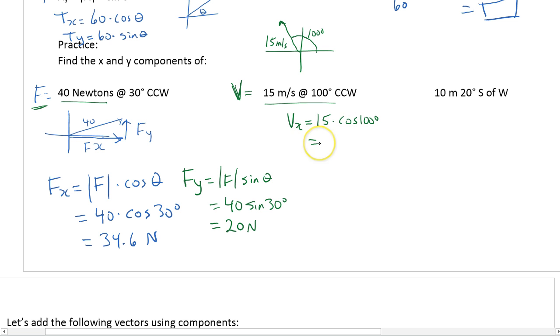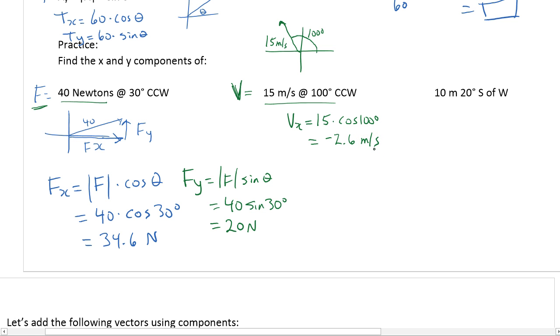Now, I would recommend you to get your calculator out. Multiply 15 times the cos of 100 degrees. Make sure you're in degrees. And here's what's neat. What happens when you come out, it ends up being a negative 2.6. And negative 2.6, I'm going to add the meters per second in there.